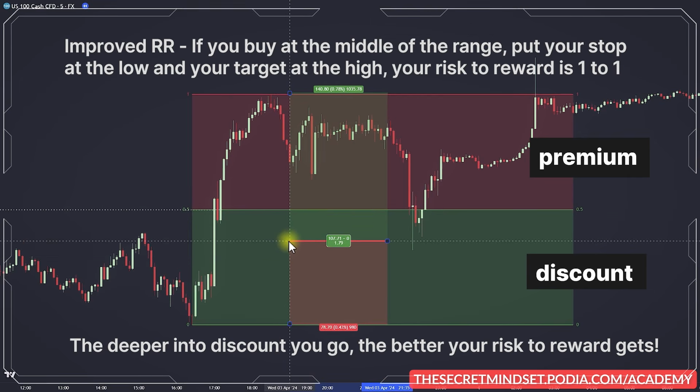The same goes for selling. If you sell at the middle, stop at the high, and target the low, you have a 1-to-1 risk to reward. But as you get deeper into premium, your risk to reward improves.